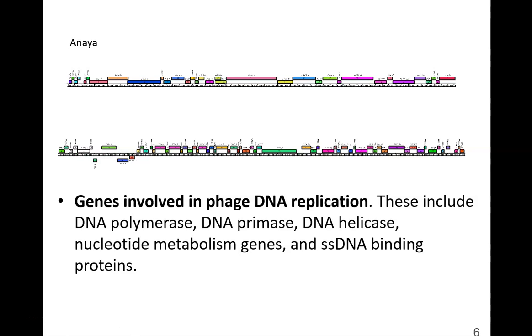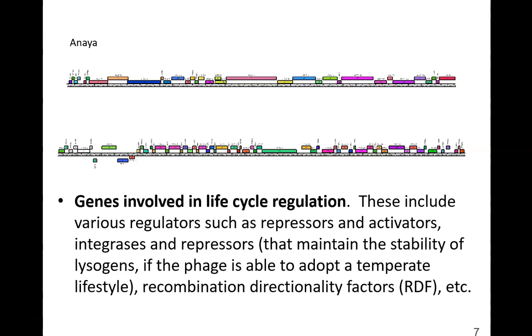So then we see that, again, grouped into another area of the genome, we'd have genes involved in phage DNA replication, because the phage needs to make copies of its DNA. So DNA polymerase, DNA primase, DNA helicase, nucleotide metabolism genes, and single-stranded binding proteins will all be here. There are also genes involved in life cycle regulation, so repressors, activators, integrases, and repressors. We would see those too if the phage is able to adopt a temperate lifestyle by forming a lysogen, recombination directionality factors, things like that.